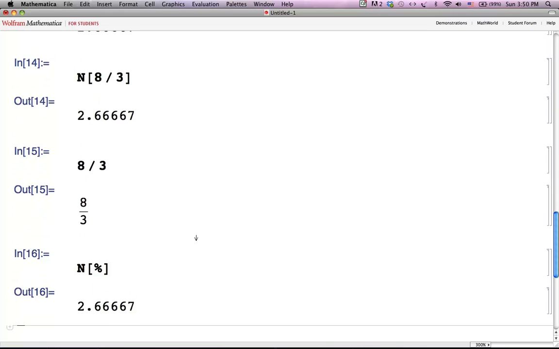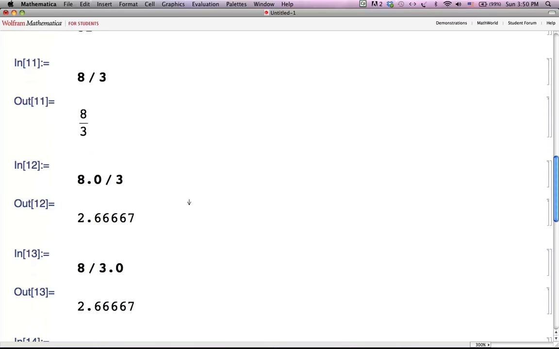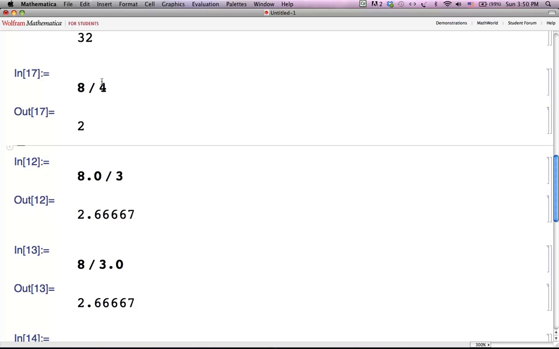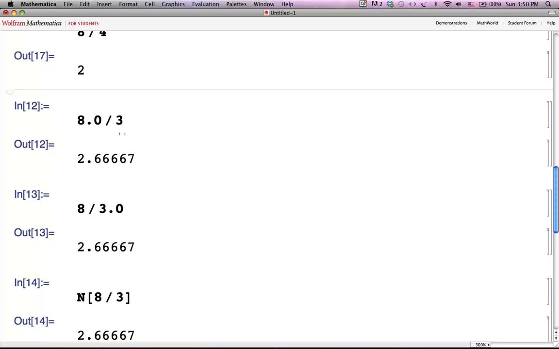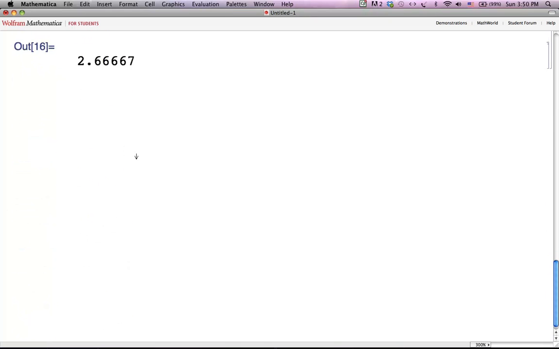Okay, so let's scroll back up. What if we made a mistake and we didn't mean to type in 8 divided by 3? We meant to type in 8 divided by 4. We can fix this easily. All we do is just click on the line. We can change it easily. Shift Enter, and we see that the output changes to 2. So yeah, you can do this here. You can just change as needed, and so on. Okay.